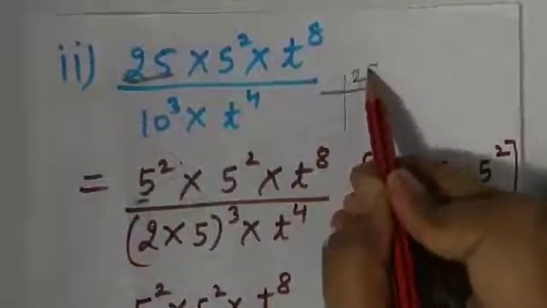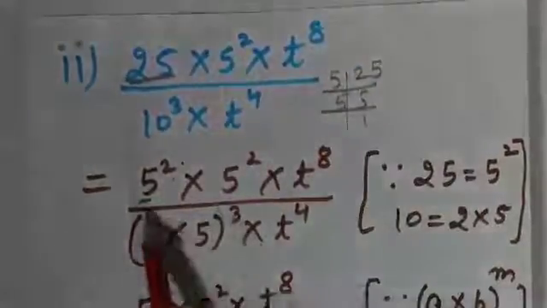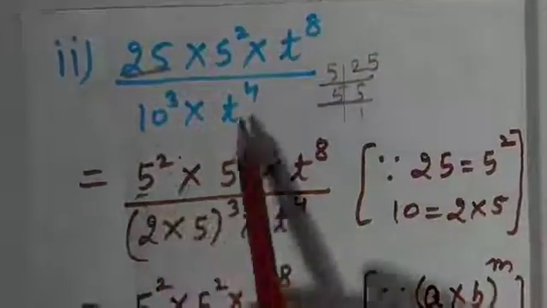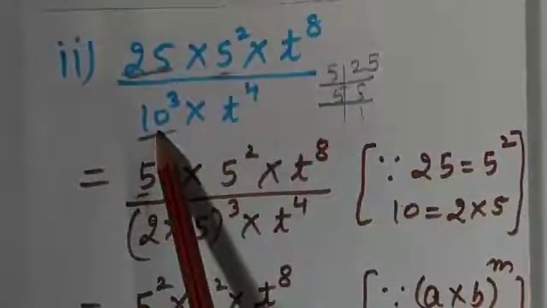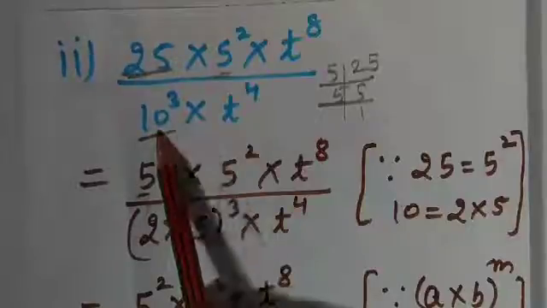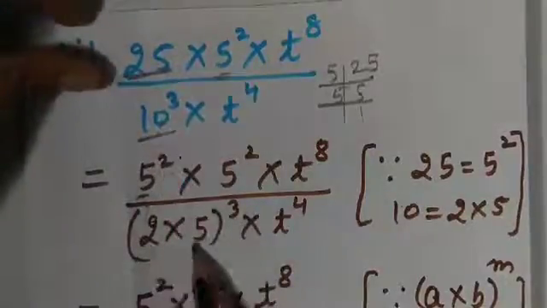Just to take the prime factorization of 5, that is 5 into 5, so that is 5 raised to the power 2. This is also a prime number. Now 10 is not a prime number, so I have to express this number in powers of prime. So 10 can be written as 2 into 5.